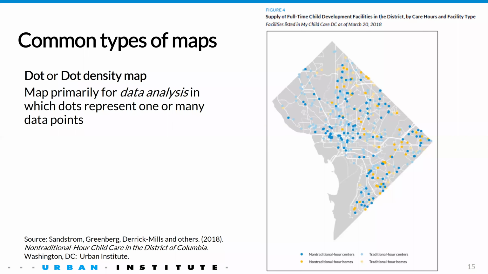We plot centers in blue and homes in gold, and we have a dark shade for non-traditional hour facilities and a light shade for traditional hour facilities. So four colors of dots in all. This map shows that facilities are not distributed evenly across DC. Non-traditional hour centers are clustered downtown in the eastern half of the district, while non-traditional hour homes are clustered in the east as well. Facilities are often located along major roads, as you can see from the underlying base map. This kind of map can facilitate much more detailed visual analysis, but I'll stop there for now.